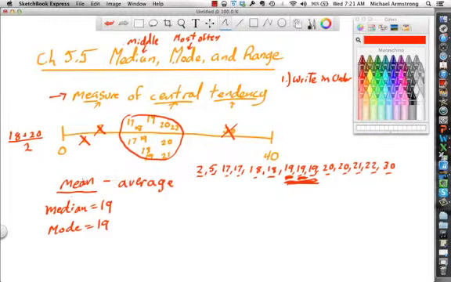So our measures of central tendency, I'm not going to find out the mean. You guys know how to do that. But the median is 19. The mode is 19. The mean is probably around 19. It's probably not exactly 19. You get a decimal or something.